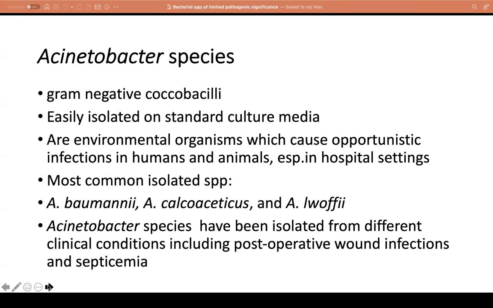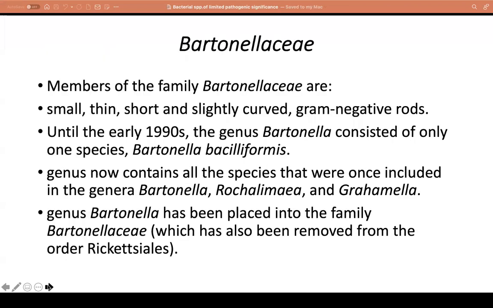These are gram-negative coccobacilli organisms, easily isolated on standard culture media, are environmental organisms which cause opportunistic infections in humans and animals, especially in hospital settings. And the most commonly isolated species are Acinetobacter baumannii, calcoaceticus, and lwoffii. Acinetobacter have been isolated from different clinical conditions, including post-operative wound infections and septicemia.